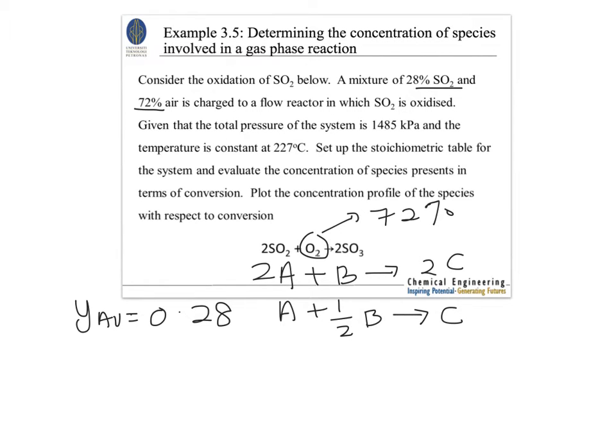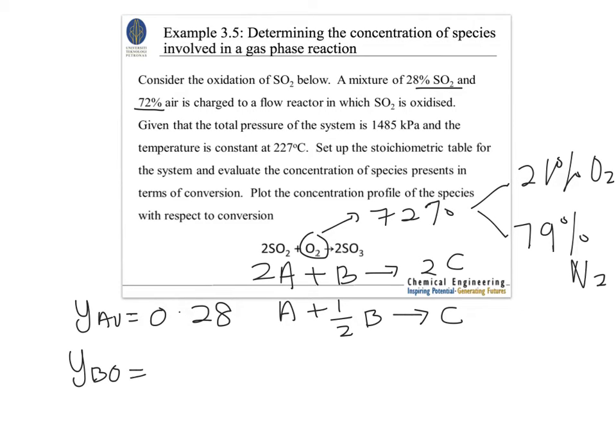So air contains 21% oxygen and 79% nitrogen. So your YB0 is equal to 0.21 of oxygen times the fraction of air into the system, 0.72. That will be your YB0.